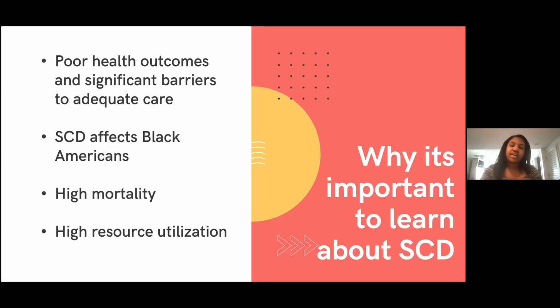The other thing is that sickle cell disease accounts for a high utilization of resources. So vaso-occlusive crises account for nearly 200,000 ER visits a year, which is about a rate of 2 annual visits per patient. And this is actually 4 times higher than the rate for patients with CHF and 13 times higher than the rate of patients with HIV.